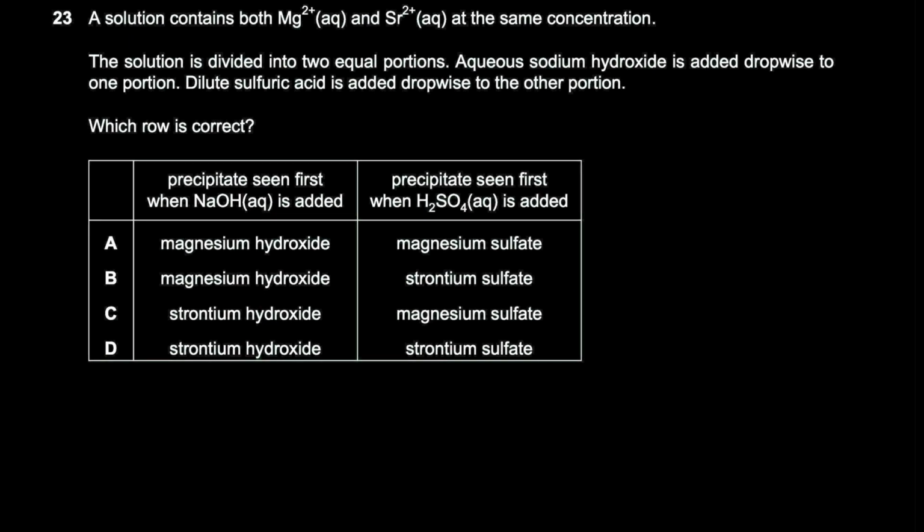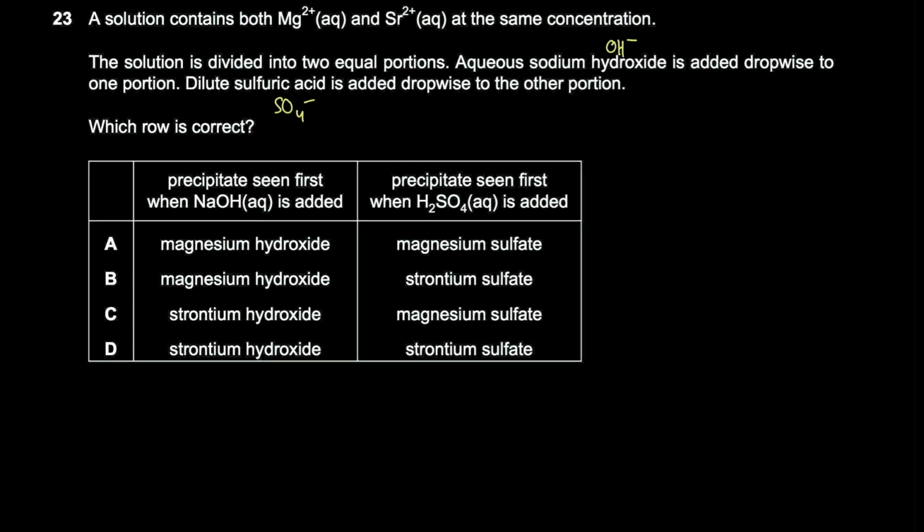A solution contains both magnesium and strontium ions at the same concentration. The solution is divided into 2 equal portions. Aqueous sodium hydroxide is added dropwise to one portion. Dilute sulfuric acid is added dropwise to another portion. The sodium hydroxide provides hydroxide ions and the sulfuric acid provides sulfate ions. Which precipitate is seen first with NaOH and with sulfuric acid?